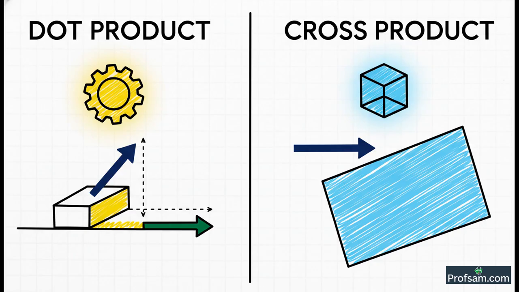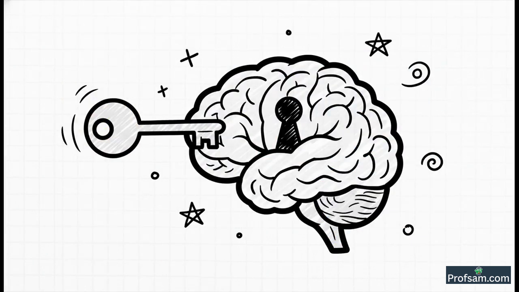And the cross product power-up, it's a lifesaver in geometry. The magnitude of the cross product of two vectors gives you the exact area of the parallelogram they form. How awesome is that?